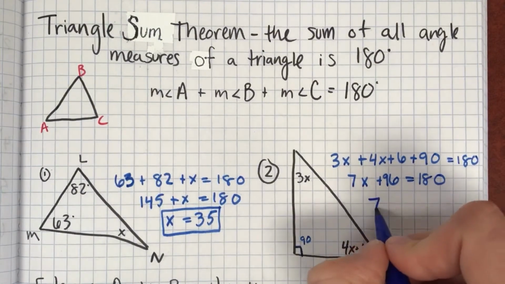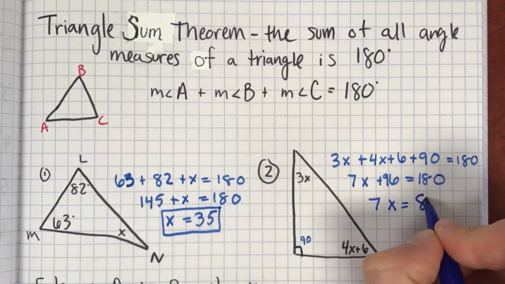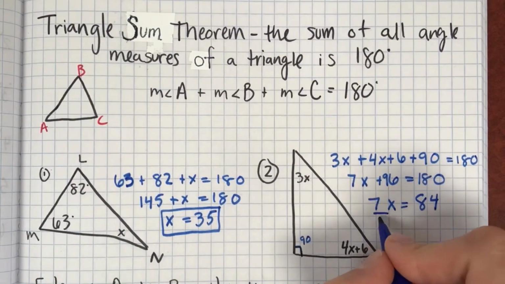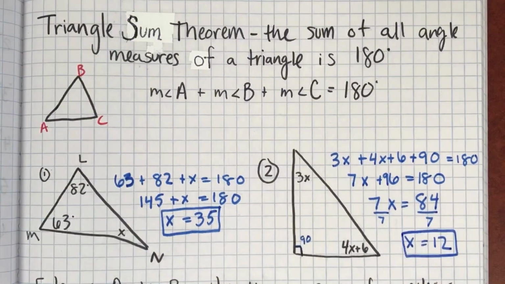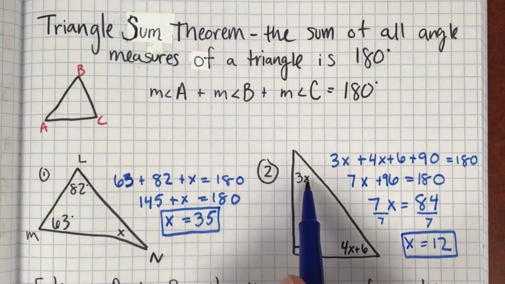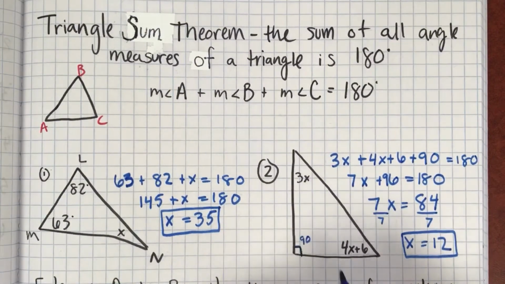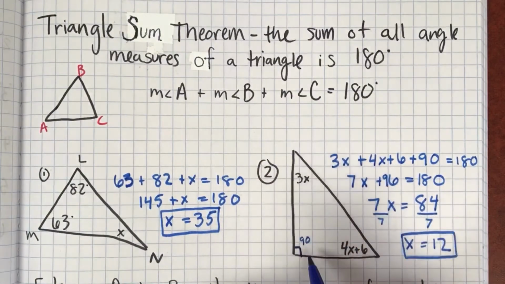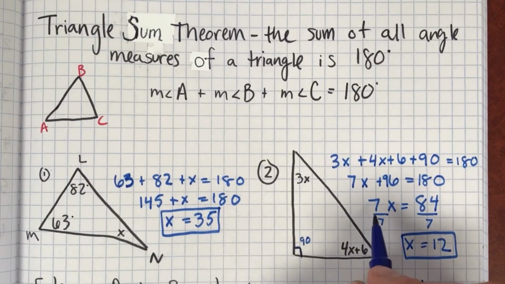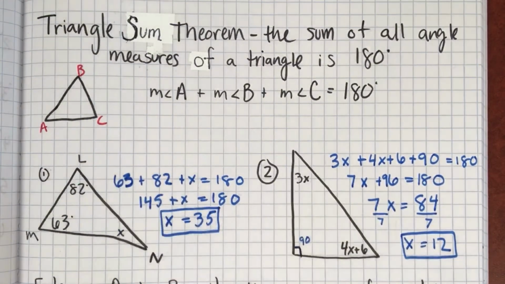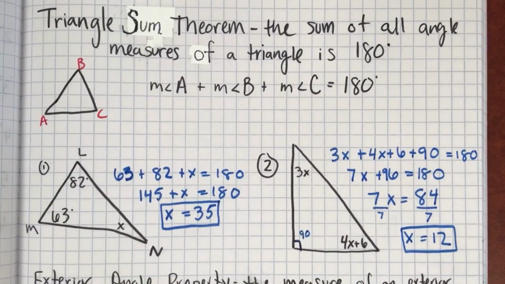All right, so then I've got 7x equaling 84, and we divide by 7, and x equals 12. Okay, now if we actually wanted to find the measure of one of these angles, I'd plug in 12 for x up here, and I'd say 3 times 12, and that would be 36. And then if I knew this was 36 and this was 90, we could either plug in 12 for x, or we could do it kind of like number 1. But either way, we should get the right answer.